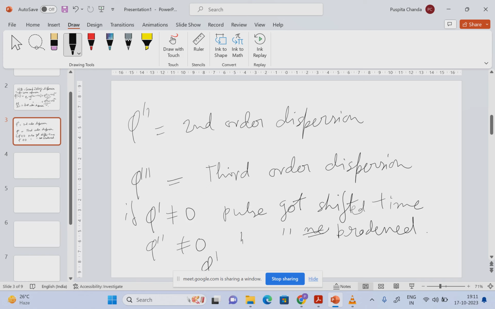Okay, if phi triple dash is not equal to 0, both happen. The pulse gets shifted and broadened at the same time.